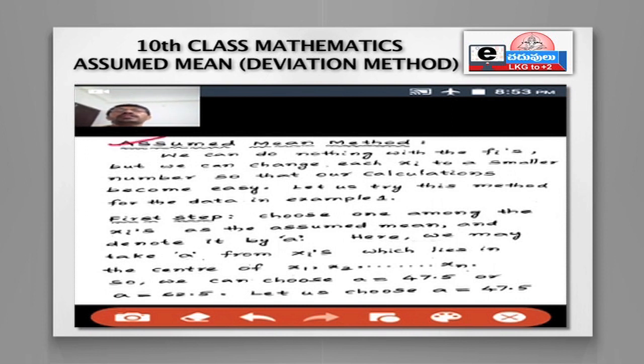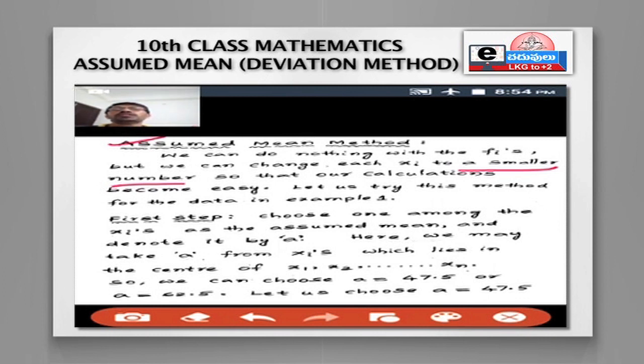We cannot make any change in the Fi's. We write the Fi's as they are in the given problem. But we can change each Xi. Xi means what? Class mark. We can change each Xi to a smaller number so that our calculations become easy.